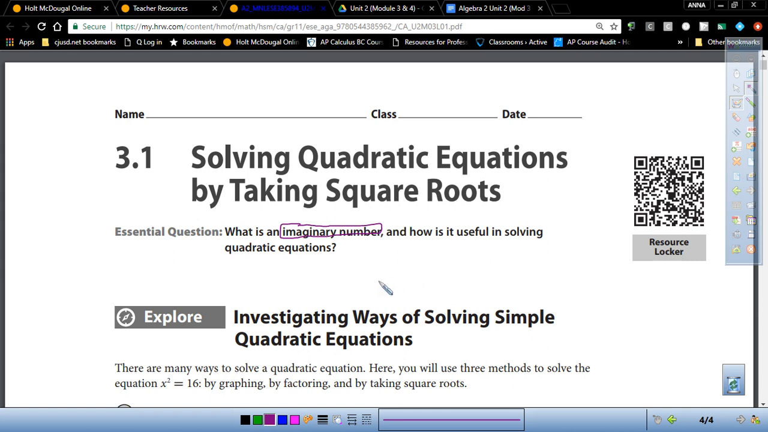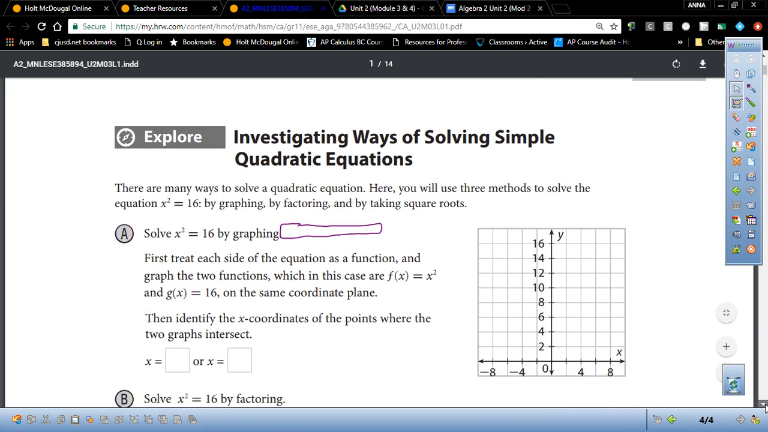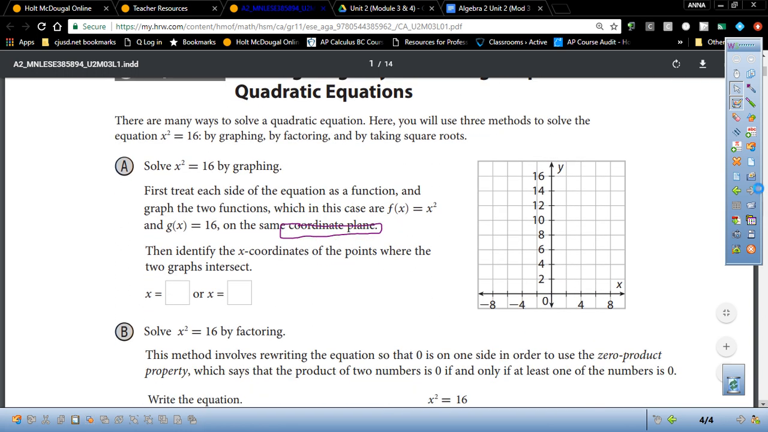Back in Algebra 1, your teacher has always told you, you can't take the square root of a negative, that's no real solution. Well, today we'll be looking at when there is a non-real solution. So first thing, we want to look at 3 different ways to solve a quadratic equation.